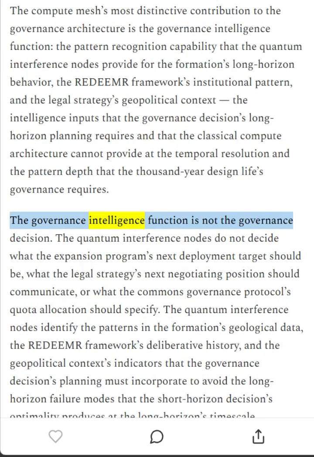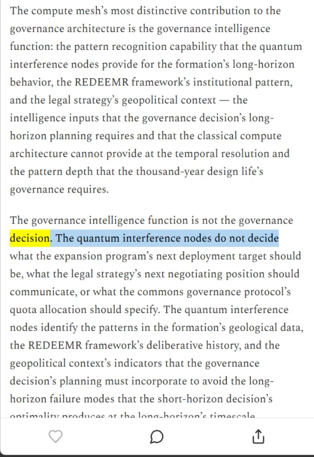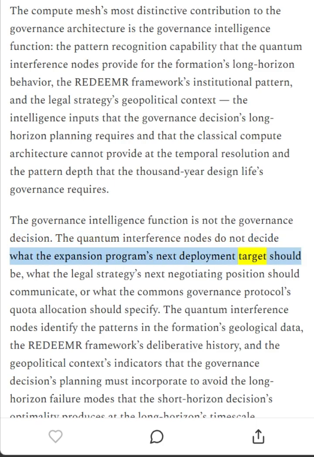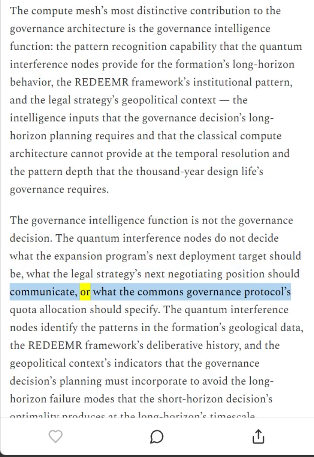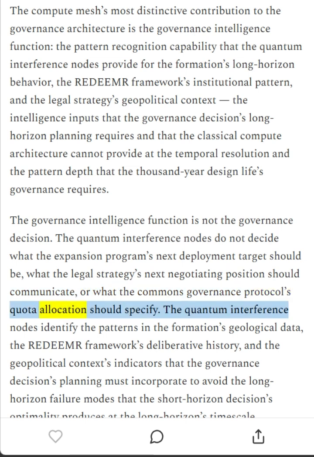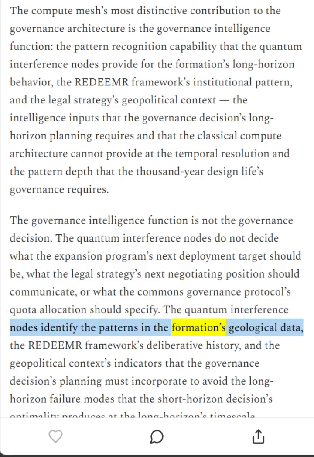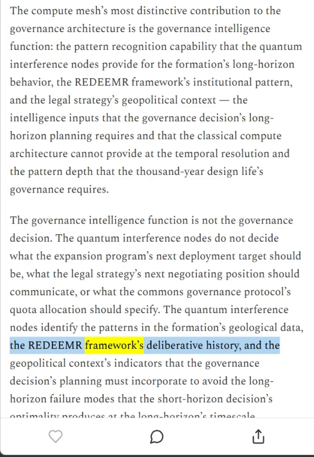The governance intelligence function is not the governance decision. The quantum interference nodes do not decide what the expansion program's next deployment target should be, what the legal strategy's next negotiating position should communicate, or what the Commons governance protocol's quota allocation should specify. The quantum interference nodes identify the patterns in the formation's geological data, the Redeemer framework's deliberative history, and the geopolitical context indicators that the governance decision's planning must incorporate to avoid the long-horizon failure modes that the short-horizon decision's optimality produces at the long-horizon's timescale.